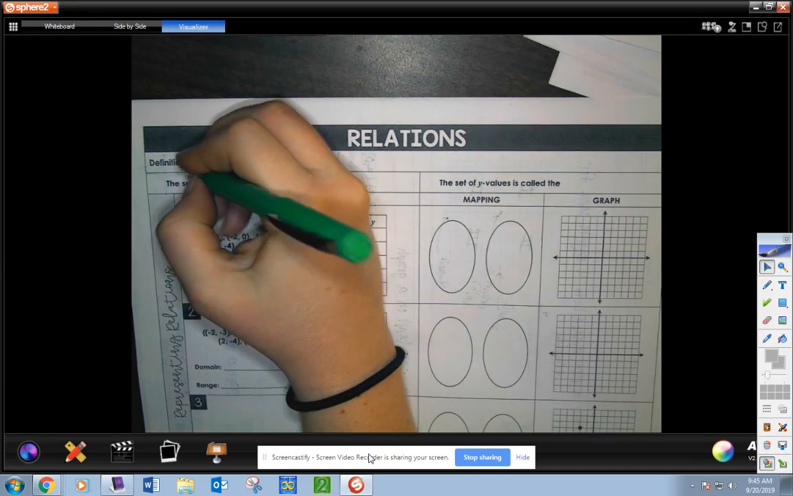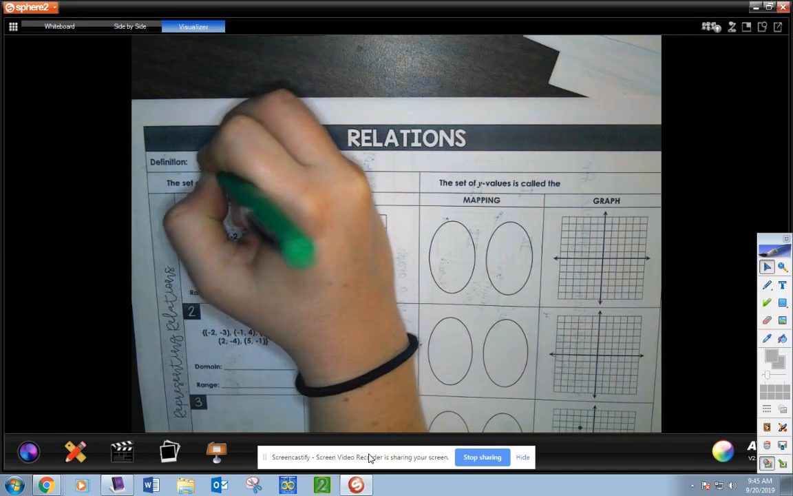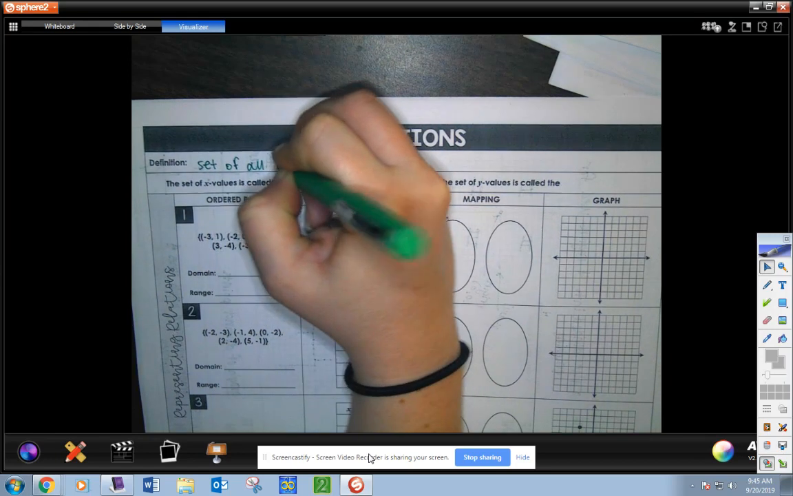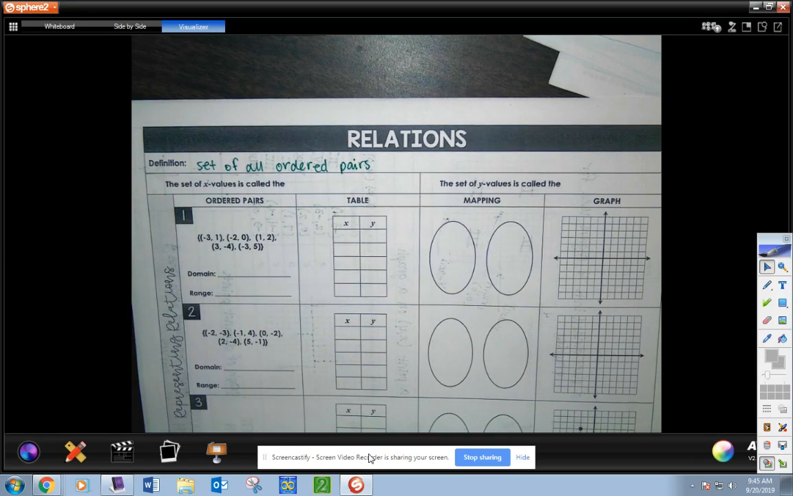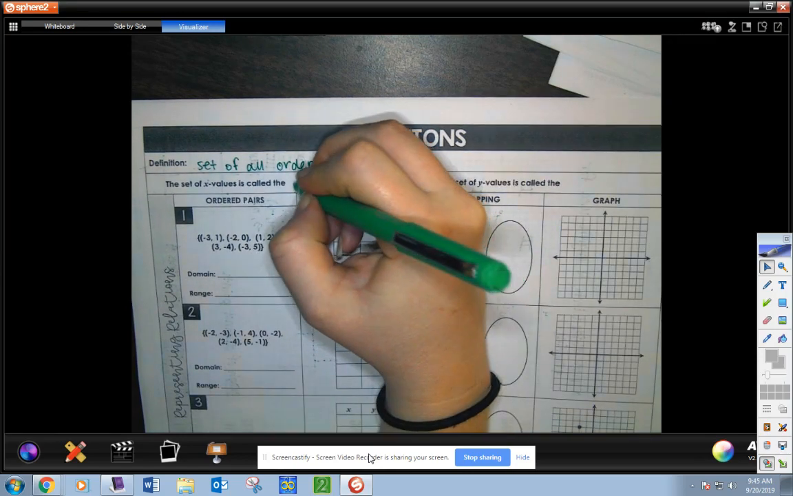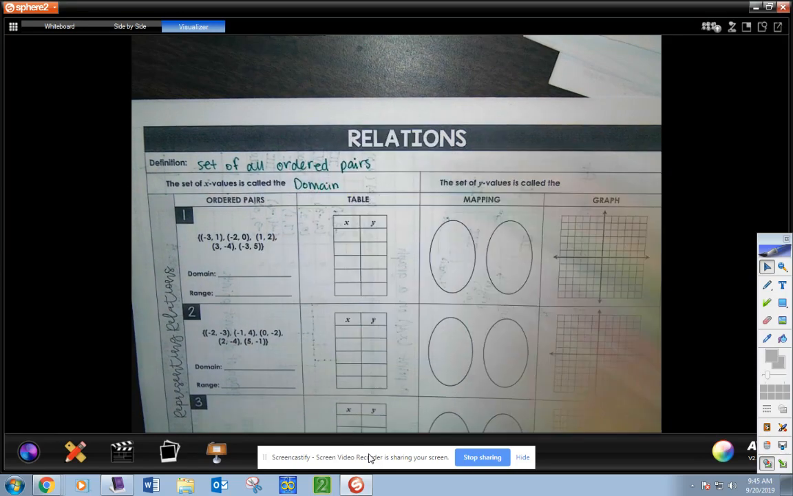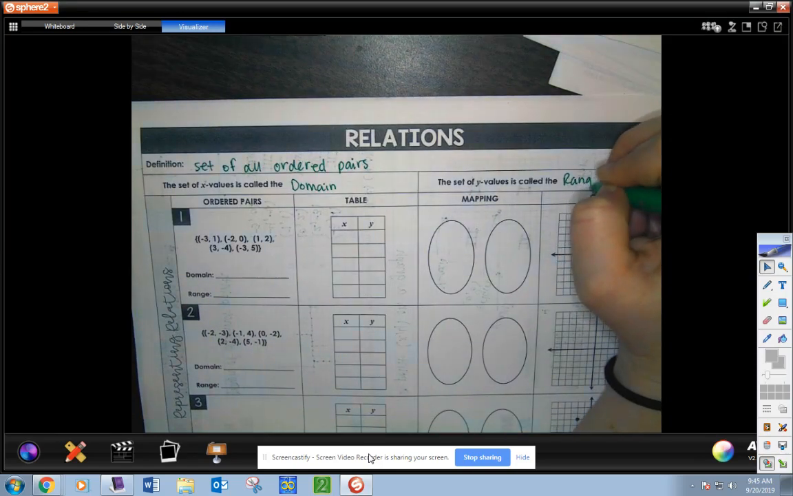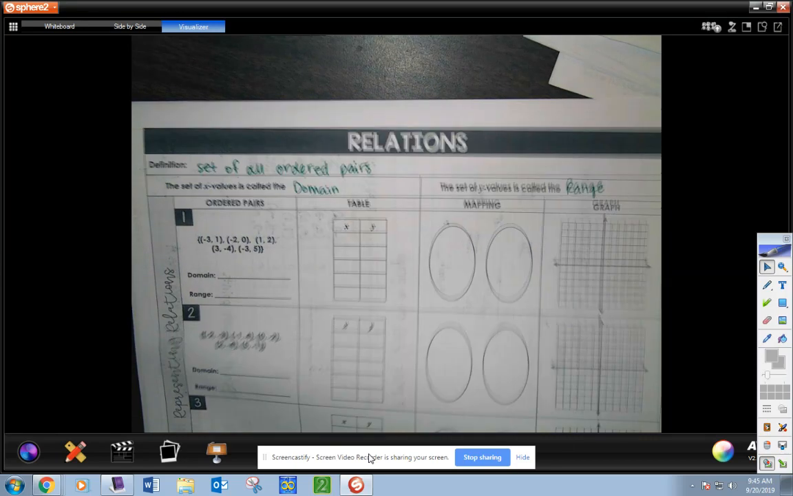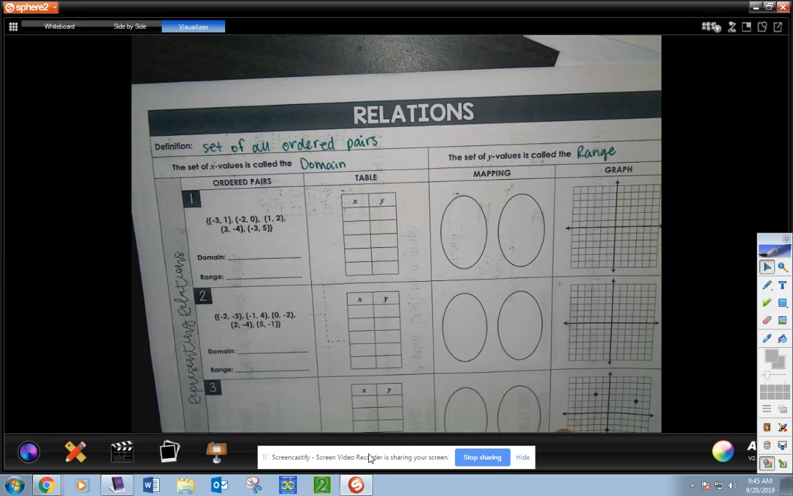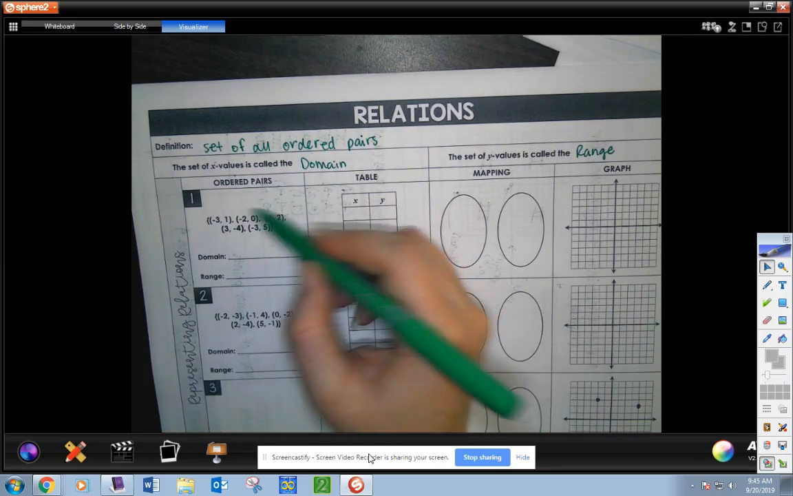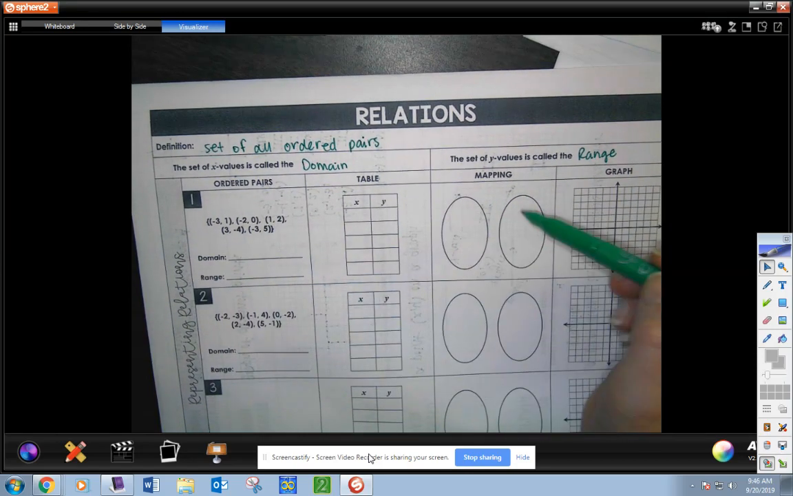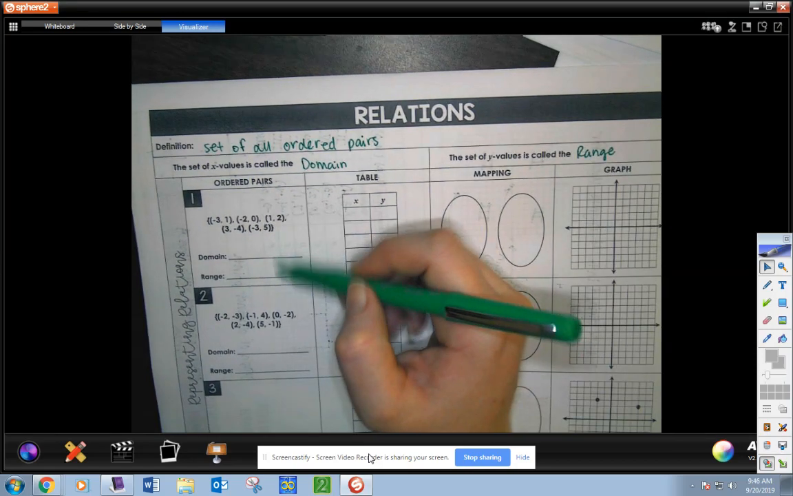Okay, so for relations, the definition of a relation is just a set of all ordered pairs. The set of x values is called the domain, and the set of y values is called the range. So the first thing that we're going to do is write our ordered pairs, and they gave us the ordered pairs. We're going to convert them into a table, a map, and a graph. But the first thing you have to do is find the domain and range from them.